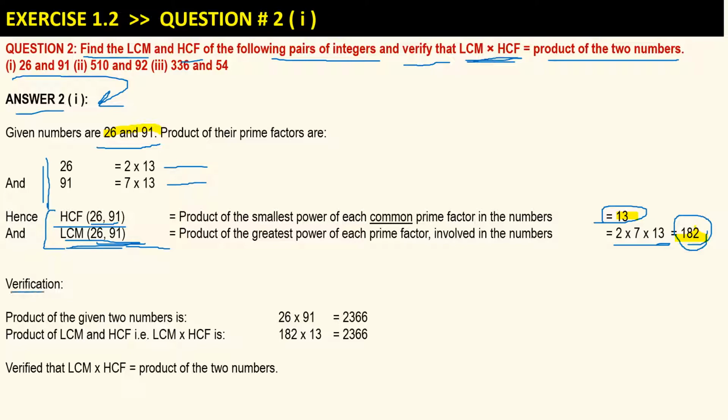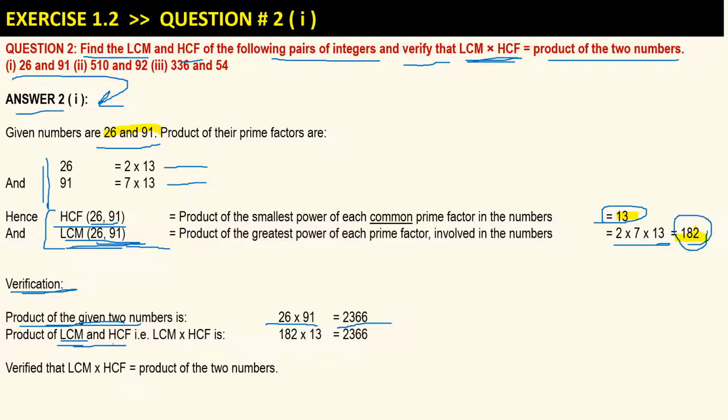And now let's do the verification part. What it says is that we have to verify that the product of the given two numbers is equal to the multiplication of the LCM and HCF of those two numbers. So let's see what is the product of the given two numbers. That will be 26 multiplied by 91, which is equal to 2366. And now let's try to find out the HCF multiplied by the LCM.